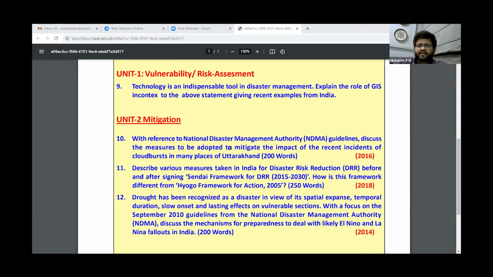Okay. Then what is the preparedness? To discuss the mechanisms for preparedness to deal with likely El Nino or La Nina. So what will be the preparedness? First, what is El Nino? Because of El Nino, there is a prolonged drought-like situation in India. The rainfalls are hampered. The rainfall is very less in a year, which is impacted by the El Nino. You write that one line.